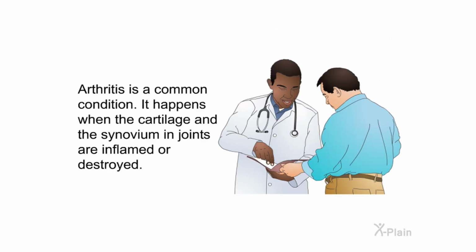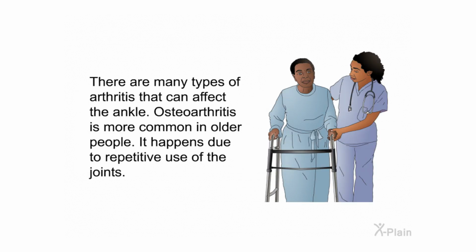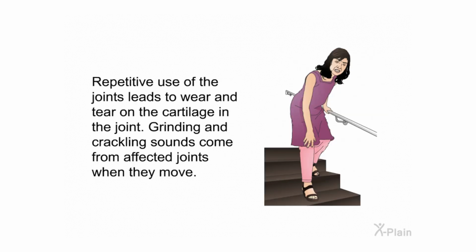Arthritis. Arthritis is a common condition. It happens when the cartilage and the synovium in joints are inflamed or destroyed. There are many types of arthritis that can affect the ankle. Osteoarthritis is more common in older people. It happens due to repetitive use of the joints. Repetitive use of the joints leads to wear and tear on the cartilage in the joint. Grinding and crackling sounds come from affected joints when they move.